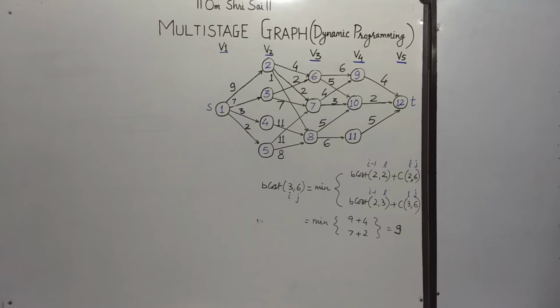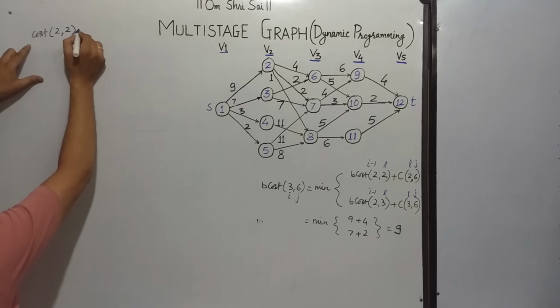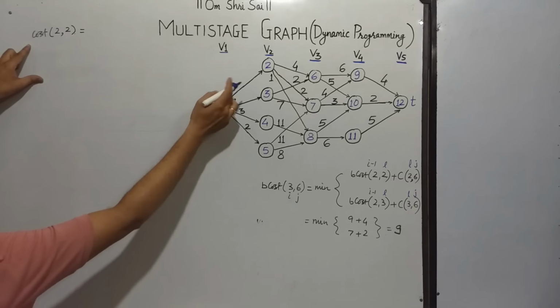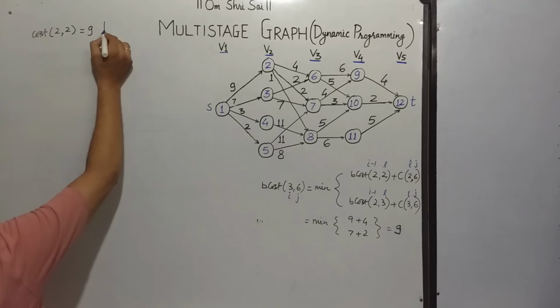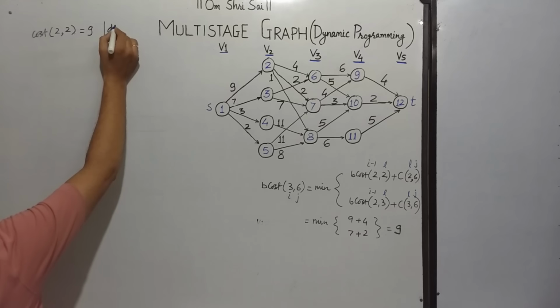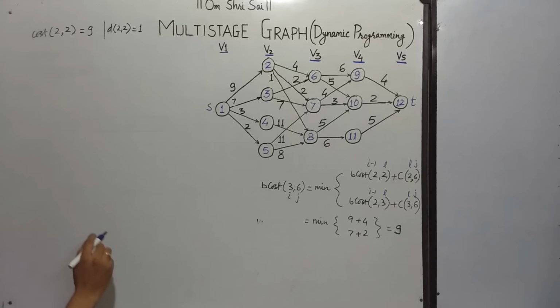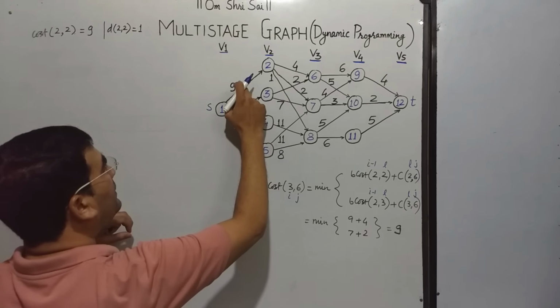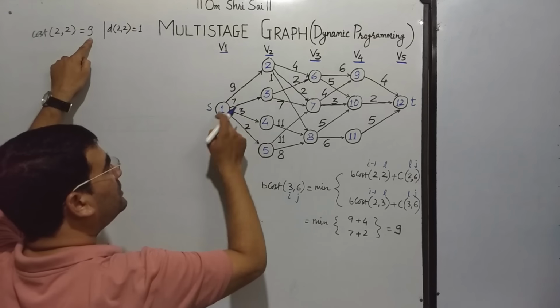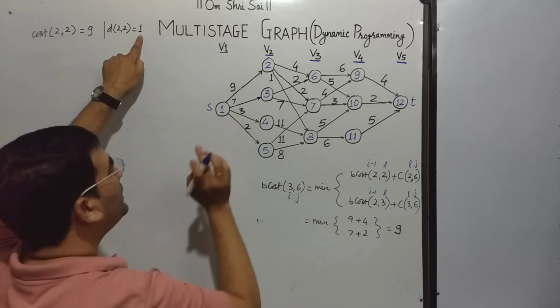So first of all, we will calculate the cost of 2. Cost of 2 we can mention directly, that is 9. If we want to calculate the path, we have to maintain a special parameter, that is d. So d of 2 will be vertex 1. This is telling that to reach the second vertex of the second stage, from vertex 1, 9 is the minimum distance, and that is through vertex 1, and hence d of 2, 2 is vertex 1.